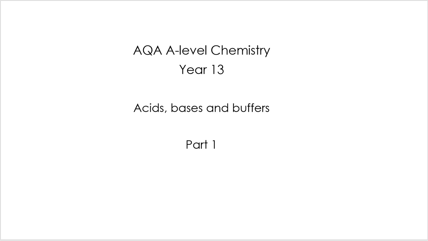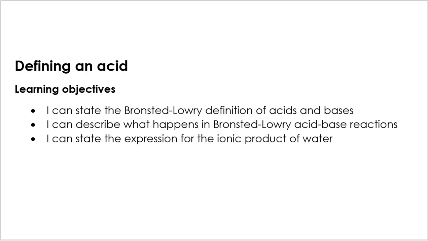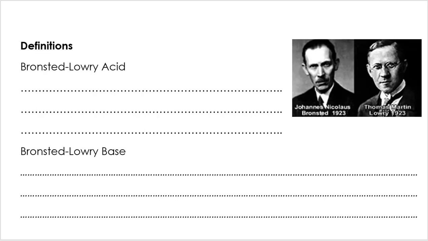So within this section, we're going to look at defining an acid. We're going to look at the Bronsted-Lowry definitions. We're going to see what happens in acid-base reactions, and we're also going to introduce the ionic product of water. So let's jump straight to some definitions. The Bronsted-Lowry acid and the Bronsted-Lowry base. How do we define them?